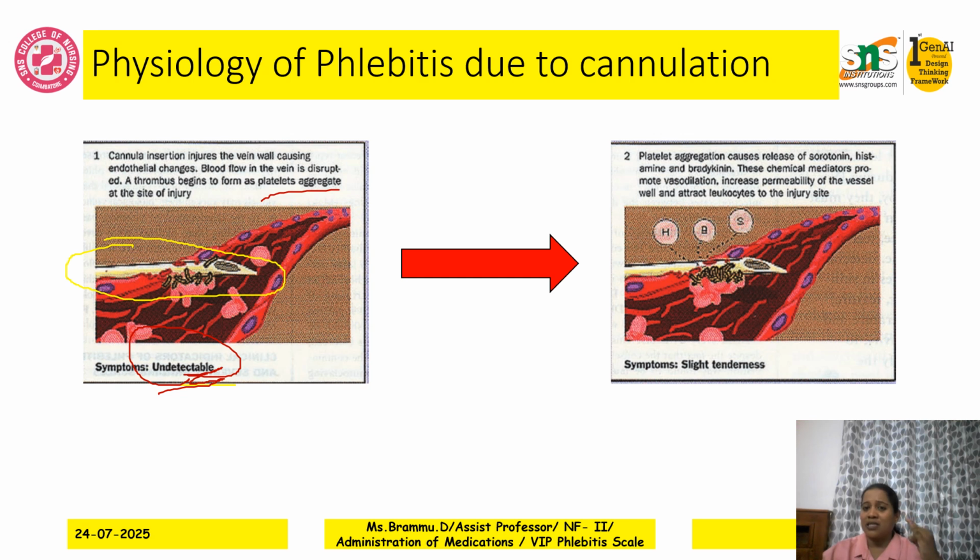And the second point is that platelet aggregation will cause the release of chemicals called serotonin, histamine and bradykinin. Because of these chemicals acting at the IV cannula site, more and more vasodilation is promoted. Dilation is the opening of the vein. With vasodilation, you can see the veins are opened up and a large amount of blood is perfused into that particular area where the cannula is inserted.